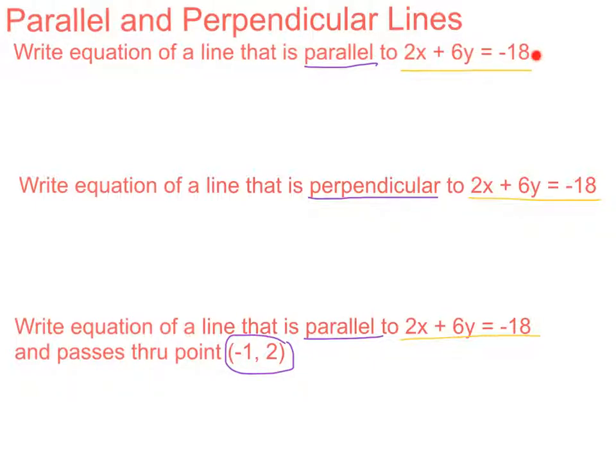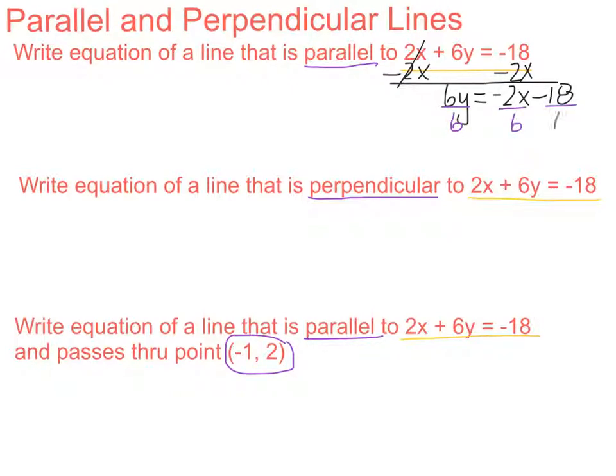So to do that, we're going to need to take this equation and put it in slope-intercept form. So let's do that. Let's subtract 2x from both sides. That'll get us so that we have the y term alone on the left, and I get negative 2x minus 18 on the right. Then let's divide by 6 all the way around, and when I do, I get y equals negative 1/3 x minus 3.